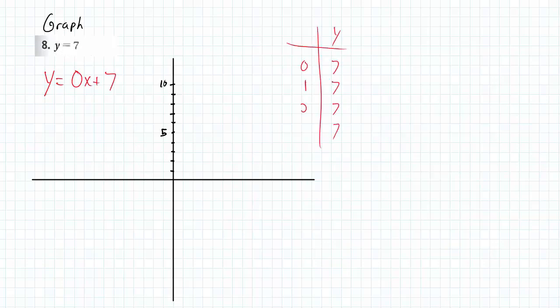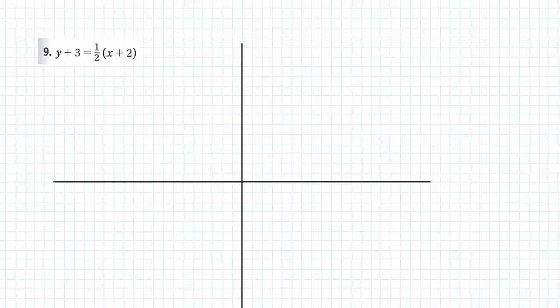It's like the slope is 0. So the y-intercept is 7, but the fact is that all the y coordinates are going to be 7. This is a horizontal line. So you should know that anytime it's y equals a number, it's a horizontal line. That should be instinct.